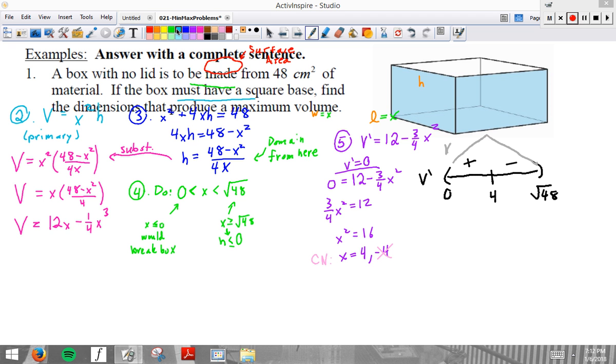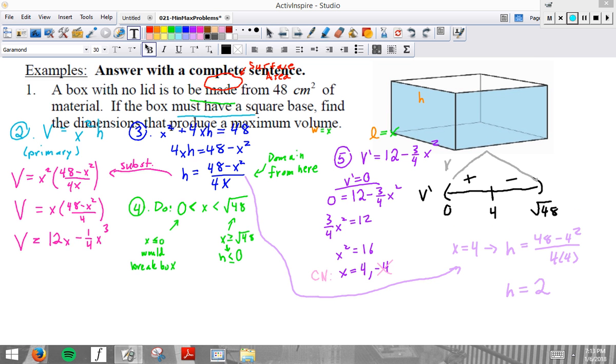We will use our techniques one more time to find the actual dimensions. If x equals 4, that implies that h would have to be (48 minus 4 squared) over (4 times 4, or also 4 squared). And again, that's coming all the way from over there, in case you can't tell from the structure. If you simplify that correctly, you get 48 minus 16, 32, divided by 16, h equals 2.